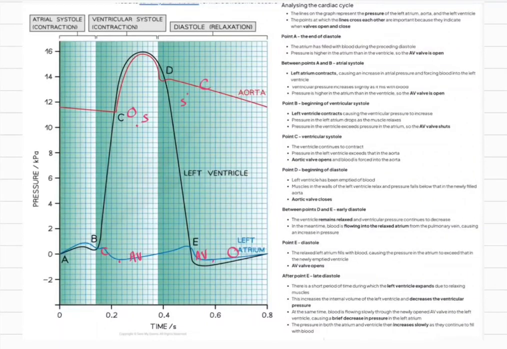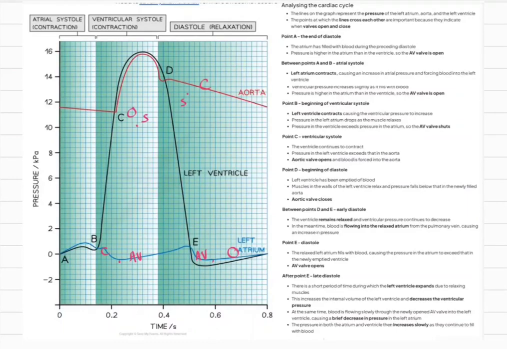Hi everyone, let's give it a shot at analyzing this graph. This graph represents the cardiac cycle, and as you can see, the blue line stands for the left atrium cycle, the aorta is the red one, and the left ventricle is the black one. Now we're trying to see how these graphs represent the cardiac cycle.